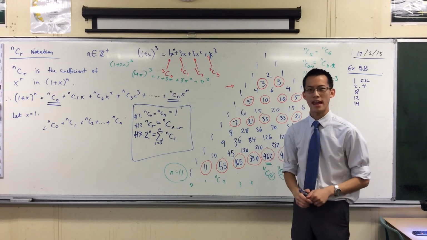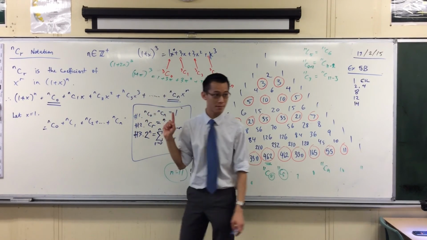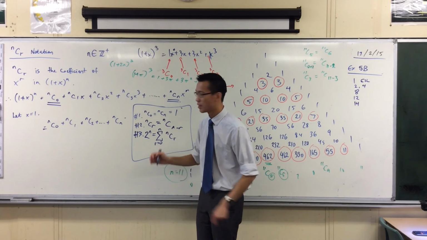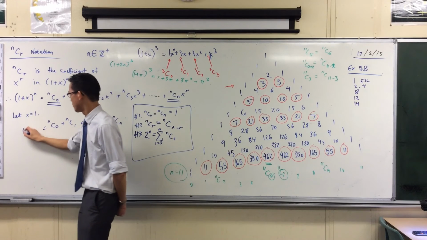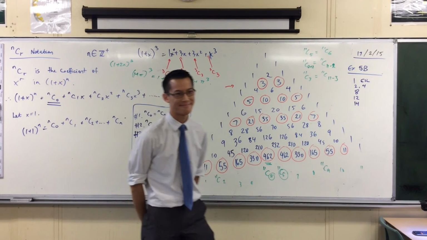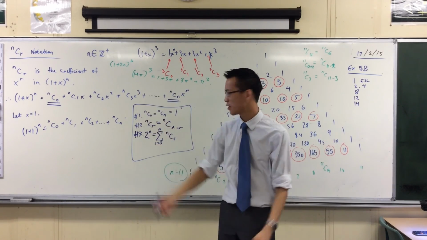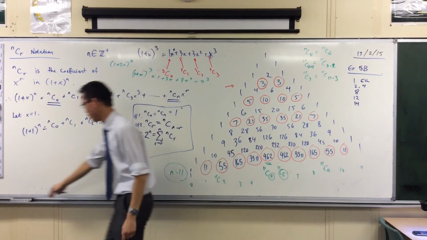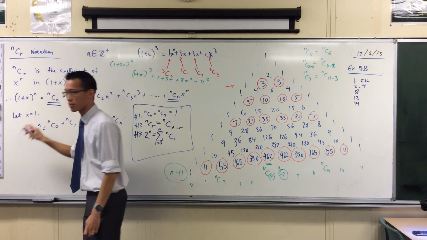Are you happy with my right-hand side so far? Can you see I've just not written a whole bunch of 1s? Okay, fine. What does the left-hand side look like? 2 to the power of n, 1 plus 1. What just happened? I told you it would go by so fast that you hardly even noticed.